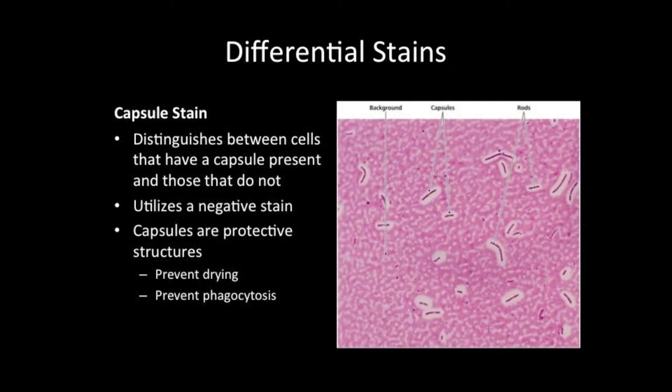The capsule stain is a differential stain performed to determine if a cell has a capsule present. A capsule is a structure located outside the cell walls of some bacteria. The capsule is composed of polysaccharides or a combination of polysaccharides and protein. Capsules help prevent the cell from drying out, and for pathogens, help prevent phagocytosis by the immune cells of the host.